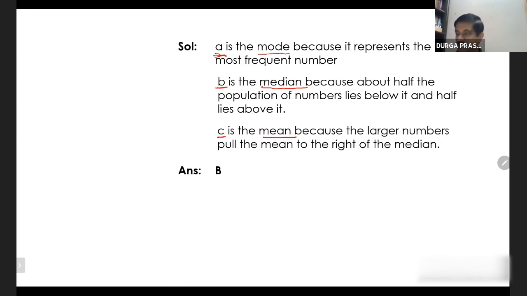So this is very important. A is most repeated, the mode, the frequency is very high, the highest number of times it occurred. The middlemost term is B, which is in between A and C with almost equal number of times. C becomes the average because it is the sum of all the values divided by the number of terms. So the option is B.